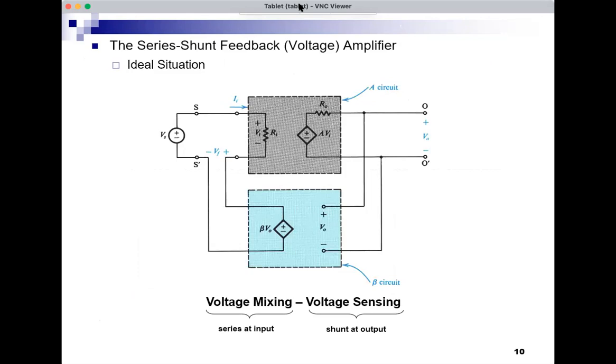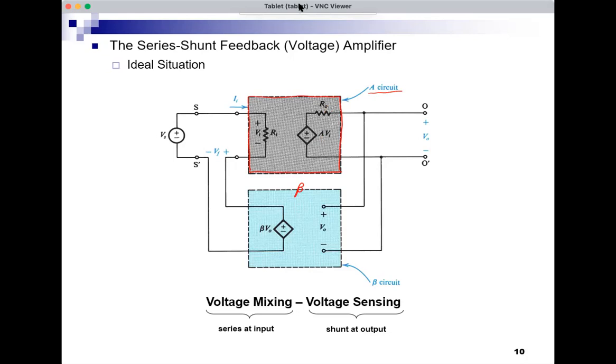I want to consider the case where I have the amplifier without feedback. This is my original amplifier. Inside the gray block, it has an input resistance Ri, an output resistance Ro, and an open circuit voltage gain A. This amplifier is now used in a feedback loop with this beta block. This is the beta block.